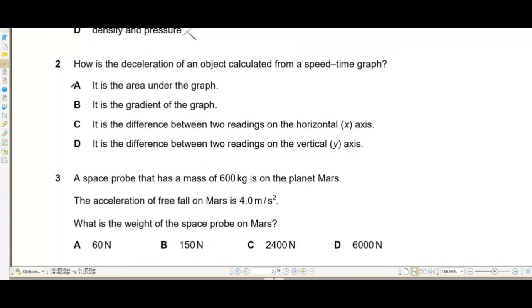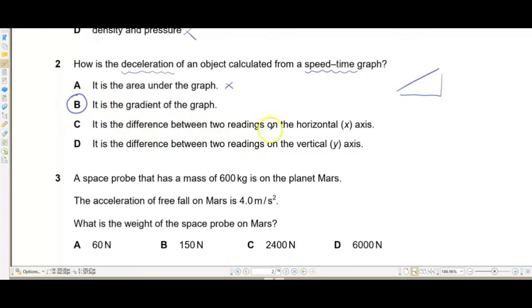Question number 2. How is the deceleration of an object calculated from a speed time graph? We know that in the speed time graph, the gradient gives us the acceleration or deceleration, whereas the area under the graph gives us the distance. So to measure the deceleration of an object, it is not going to be the area under the graph, because that gives us the distance. It is the gradient of the graph. B is the correct answer.